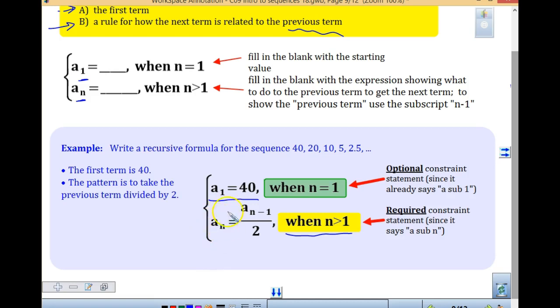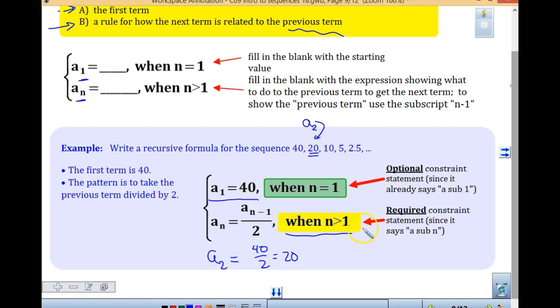And what is the pattern here? Each time we are dividing by 2, right? So they wrote it as a to the n minus 1. Why n minus 1? Because if I think of this as the second term, what did I have to do? I had to take 40, and I divided it by 2 to get 20. That was my second term. If I'm looking at this one, this is a sub 2 is 20.